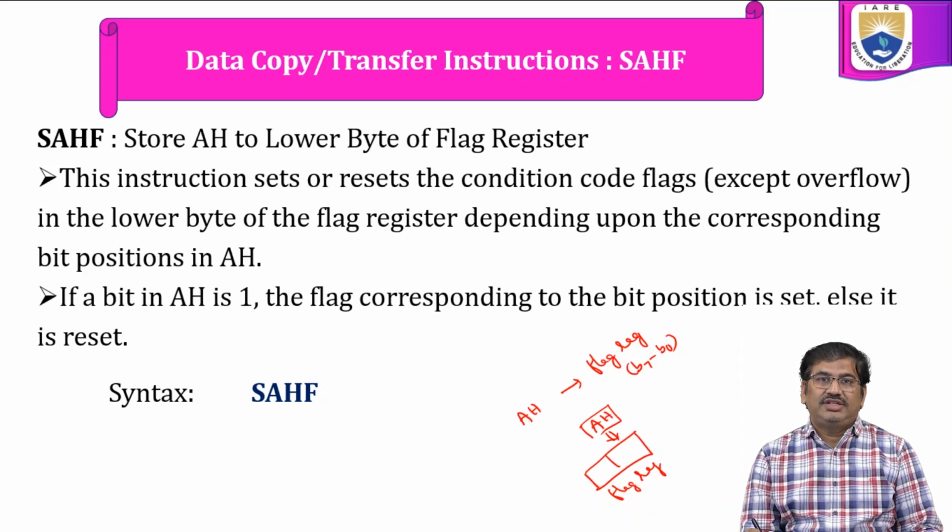So the SAHF instruction sets or resets the condition code flags except overflow, that is in the lower byte of the flag register, depending upon the corresponding bit positions with respect to AH register. If a bit in AH register is 1, the flag corresponding to that position will be set, else it is reset. This is a 0 operand instruction. Syntax of the instruction is SAHF.